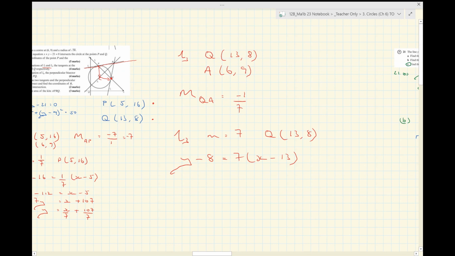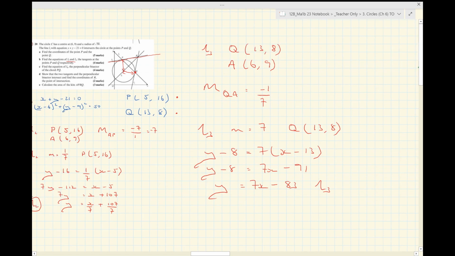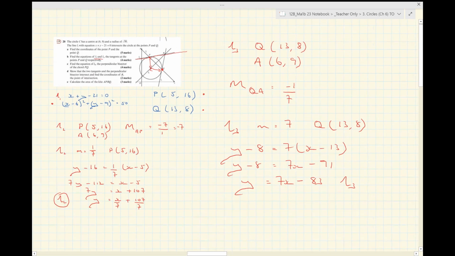Okay, so I've got y minus 8 equals 7x minus 91, so y equals 7x minus 83, and that is the equation of L3. So there you are, I've worked out the equation of L2 and the equation of L3, and that's part B done.